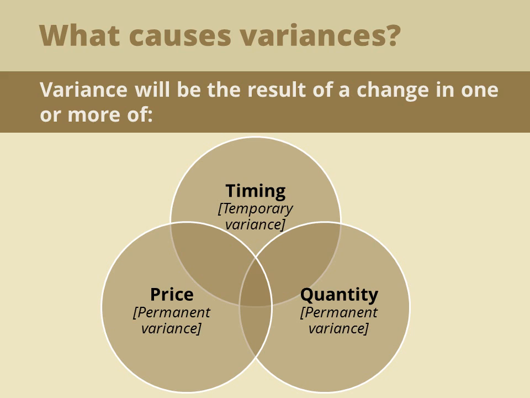The next step is to understand what has caused the variance to happen. In all cases, a variance represents a change from the original plan, but what lies behind it? Generally, we can say that variances will be the result of a change in one or more of the timing of the activity, the actual price achieved, or the actual quantity of goods or services taken.